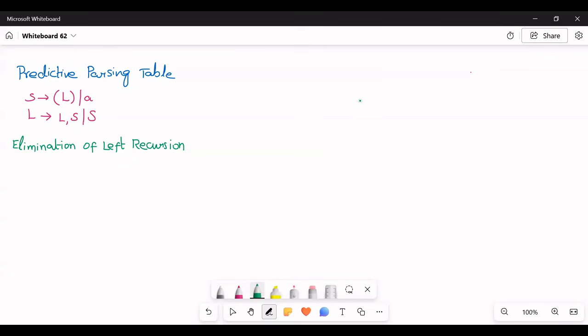In this lecture, we are going to discuss another example for predictive parsing table. Predictive parsing table is a kind of top-down parsing method, so it builds the parse tree from top to bottom. So this is the grammar we are going to consider.